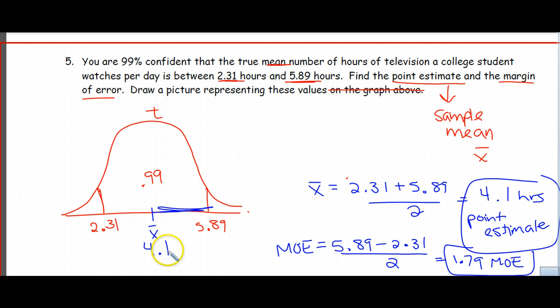You can also find it by subtracting these two or subtracting these two. All of them should be giving me around the same number. And I would accept any of those ways to find that margin of error as long as you're showing me the proper work.